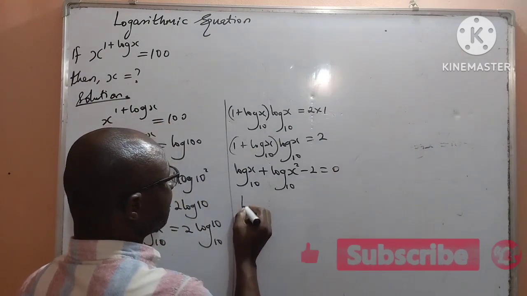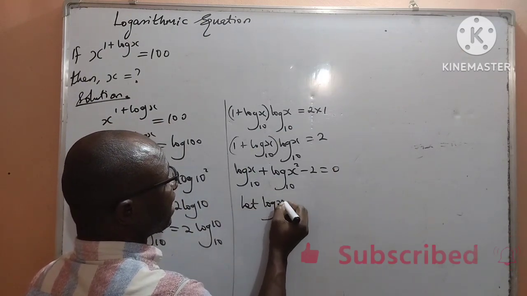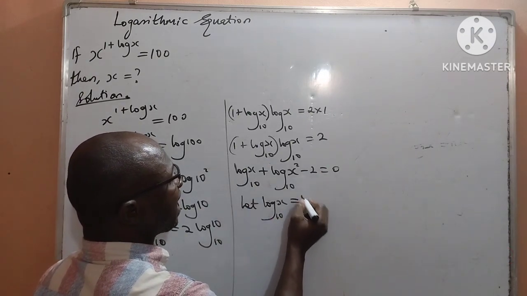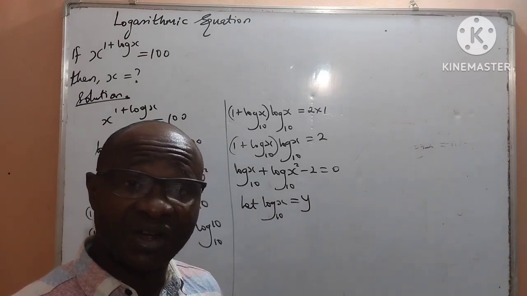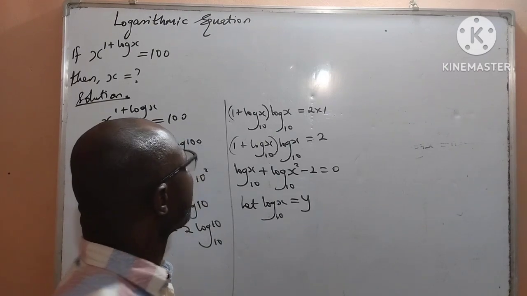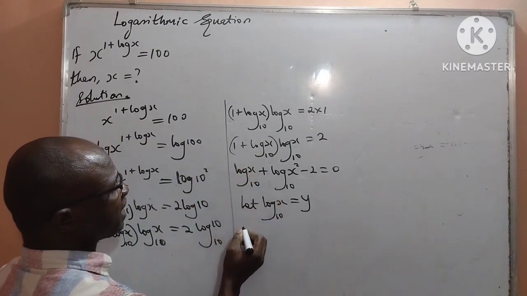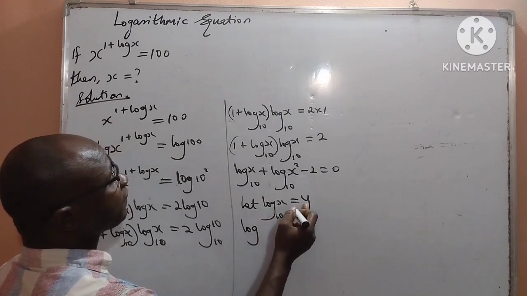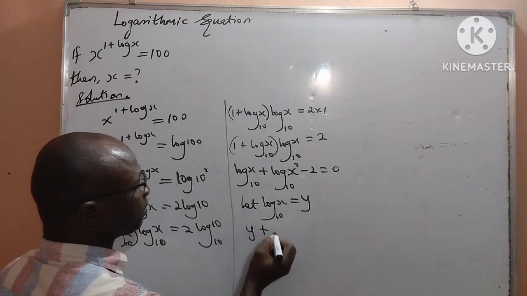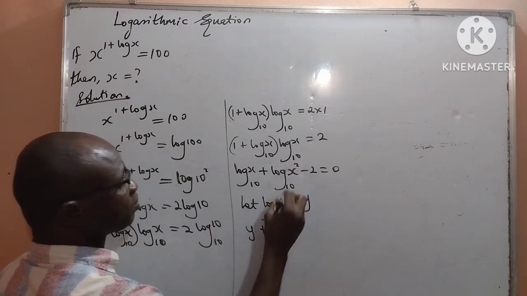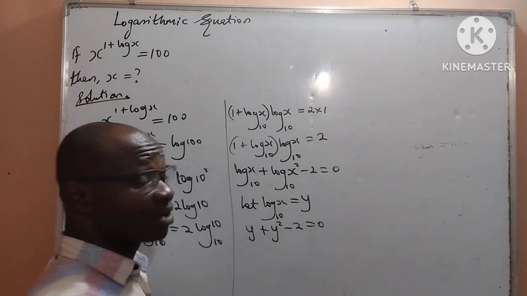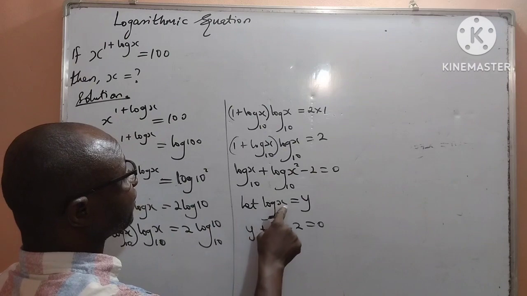Now let us do something. Let the logarithm of x to base 10 be equal to y. What it means is that anywhere I see the logarithm of x to base 10, I am going to write y there. It implies therefore I will write here the log of x base 10 will now be y, then plus the log of x squared base 10 will now be equal to y squared, then minus 2 equal to 0. I have replaced the logarithm of x to base 10.